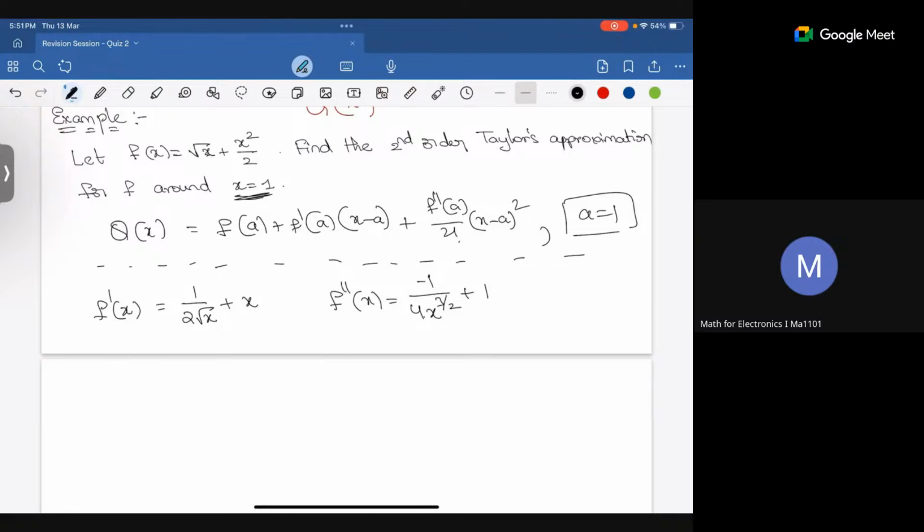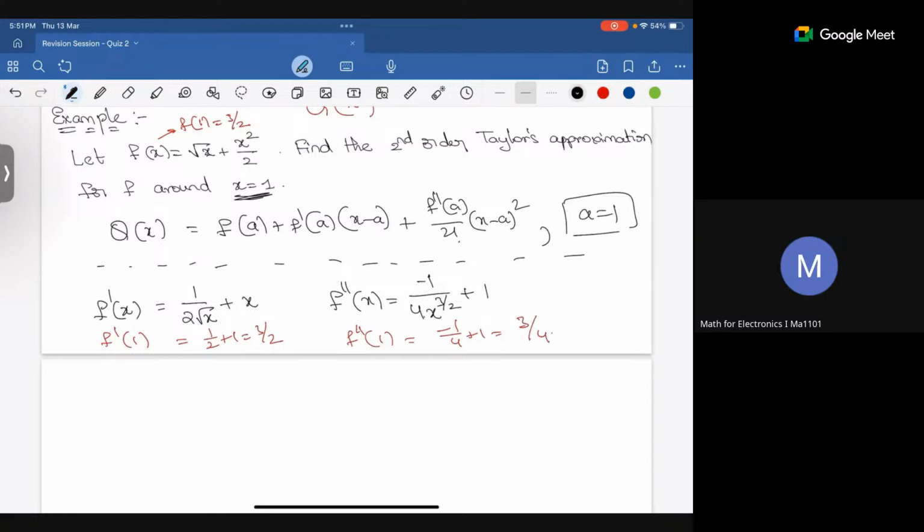Okay, so now you can actually get f of 1. f of 1 is simply 1 plus 1 by 2, which is 3 by 2. Right, so from here you can write f of 1 is 3 by 2. Similarly, f prime of 1 is 1 by 2 plus 1, which is again 3 by 2. Here f double prime of 1 will be minus 1 by 4 plus 1, which is 3 by 4.